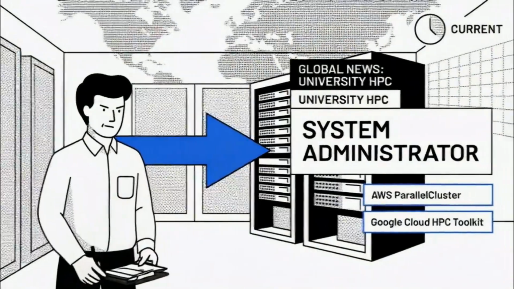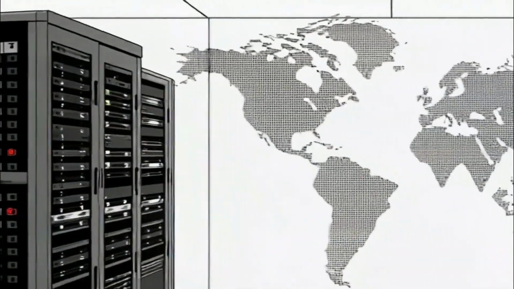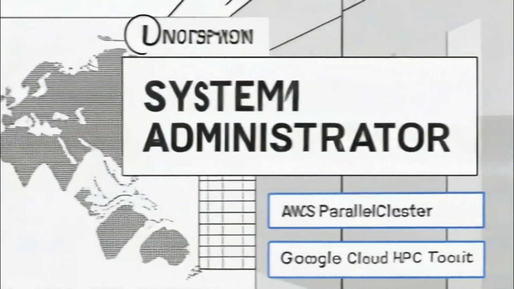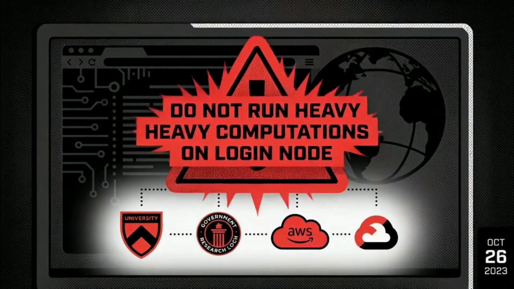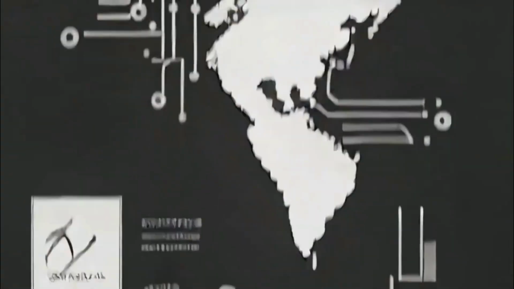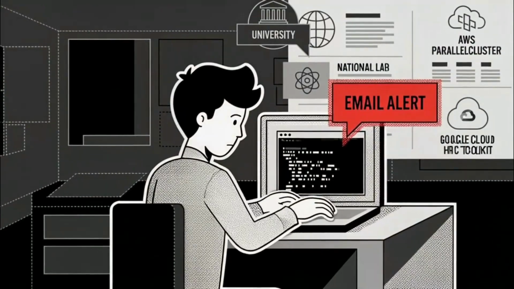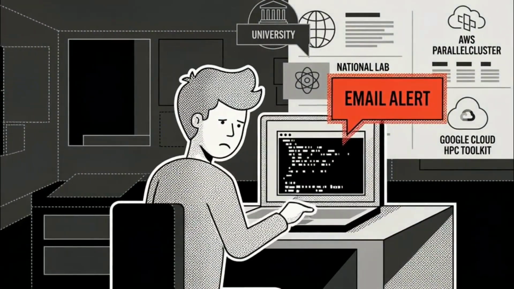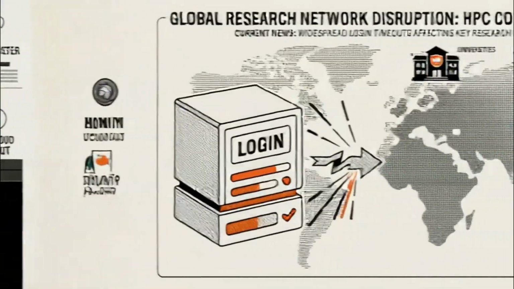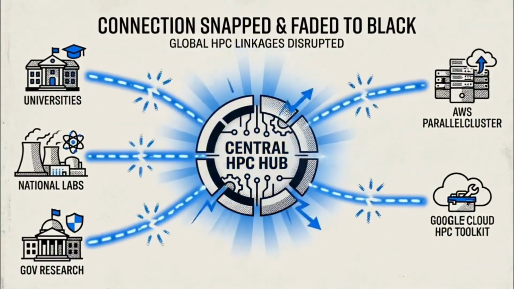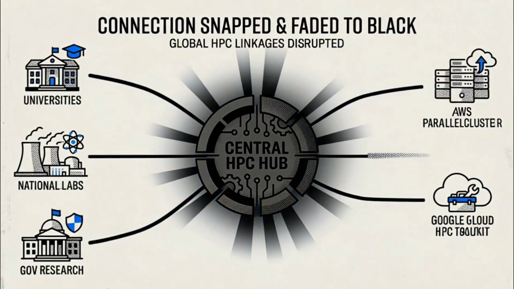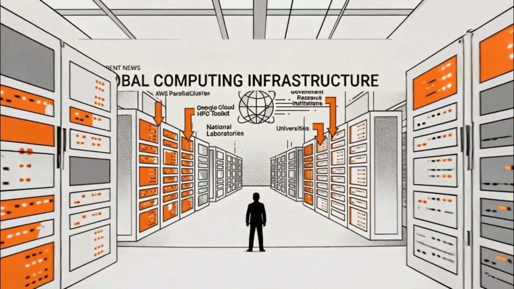On your first day accessing a university supercomputer, the system administrator gives you one strict rule. Do not run heavy computations on the login node. Most beginners log in, fire up a simulation to test their code, and within minutes they receive an angry email from the sysadmin. The login node went unresponsive. Everyone else who was logged in lost their session.